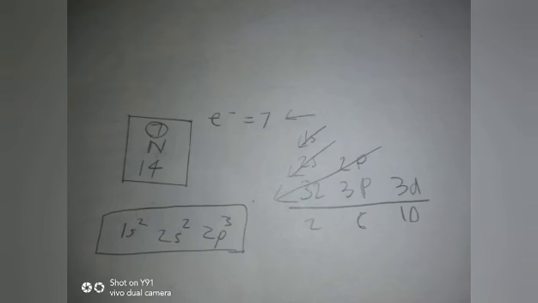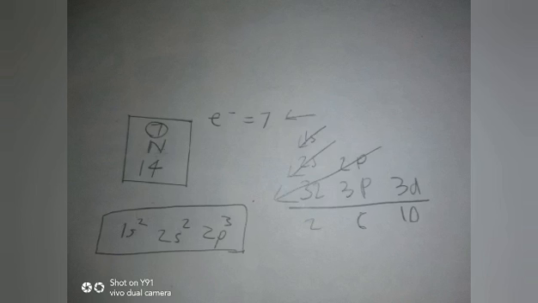Now, we need to know that in the first energy level, you have the 1s sublevel. In the second energy level, you have the s and p sublevels. In the third energy level, you have s, p, and d. For nitrogen, this is as far as we need to go. The s sublevel can hold 2 electrons, the p sublevel can hold 6, and the d sublevel can hold 10. Now you want to write the electron configuration until you get a total of 7.